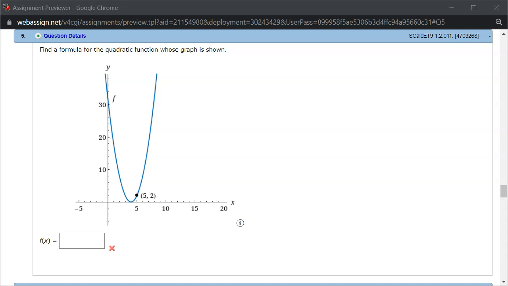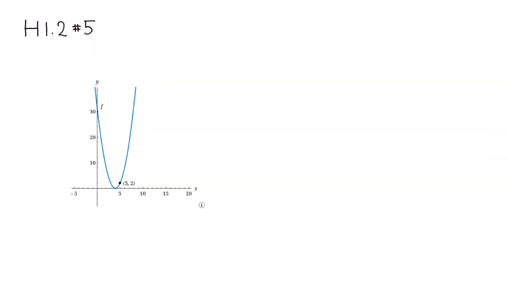All right, let's look at homework 1.2, problem number 5. We have a quadratic function whose graph goes through (5, 2), and it looks like the vertex is at (4, 0). So let's find the formula.